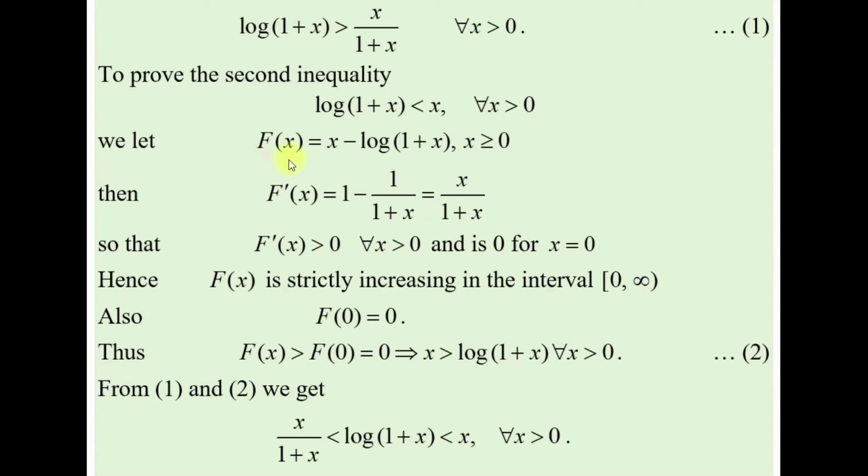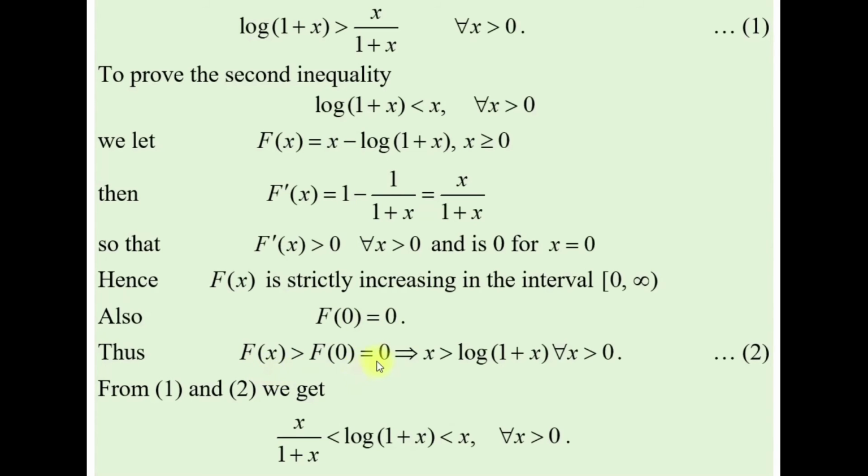We note that F of 0 is equal to 0 minus log of 1 plus 0, which is equal to negative log 1, which is equal to 0. And since capital F is strictly increasing in the left closed right open interval 0 infinity, for any x greater than 0, F of x is strictly greater than F of 0. What is F of 0? F of 0 is 0, already obtained.